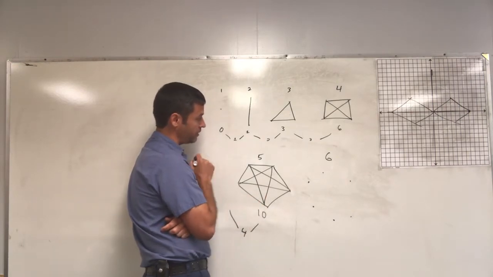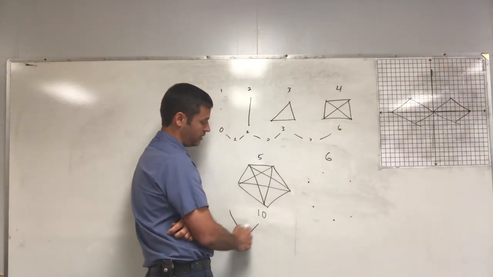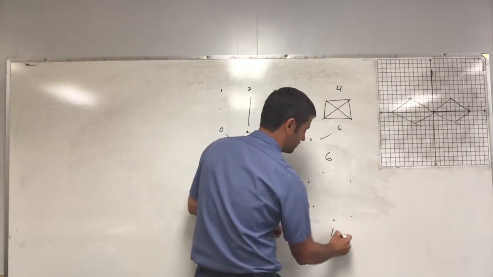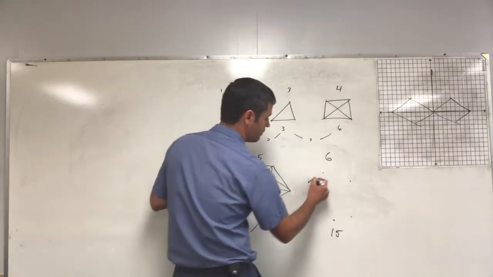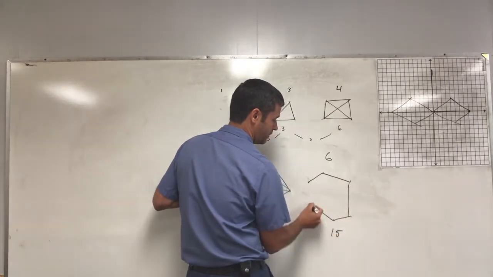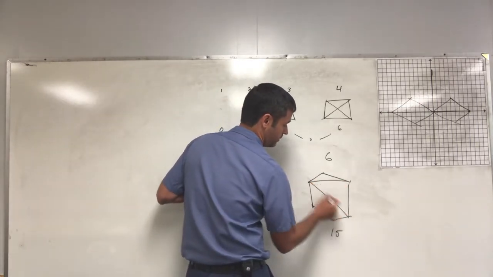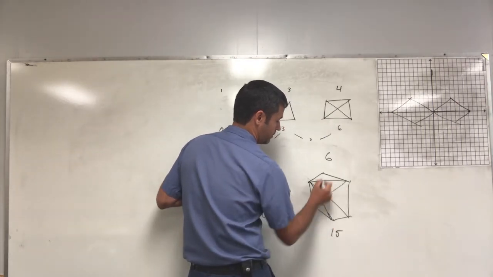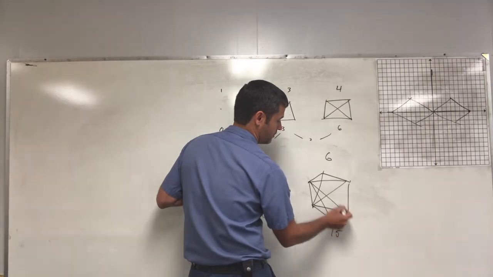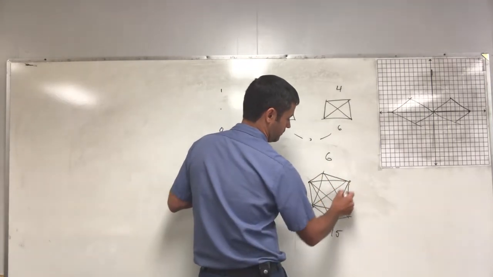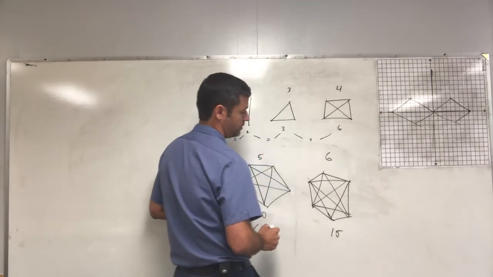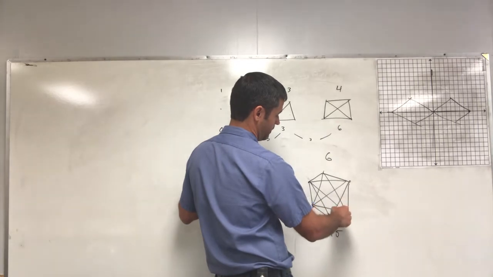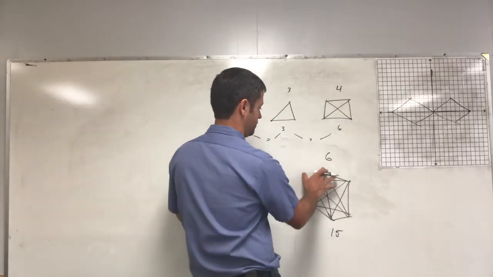That looks like a pattern that we can recognize. 1, 2, 3, 4. So I'm going to say between 10 and this number is 5, which means this number will be 15, we're guessing. And let's count. 1, 2, 3, 4, 5, 6, 7, 8, 9, 10, 11, 12, 13, 14, 15.